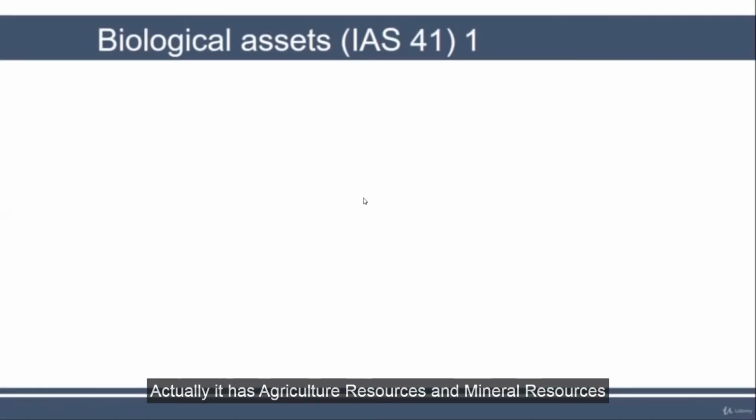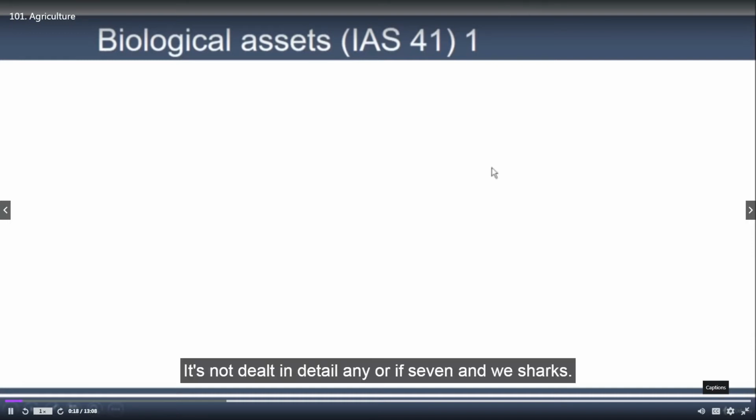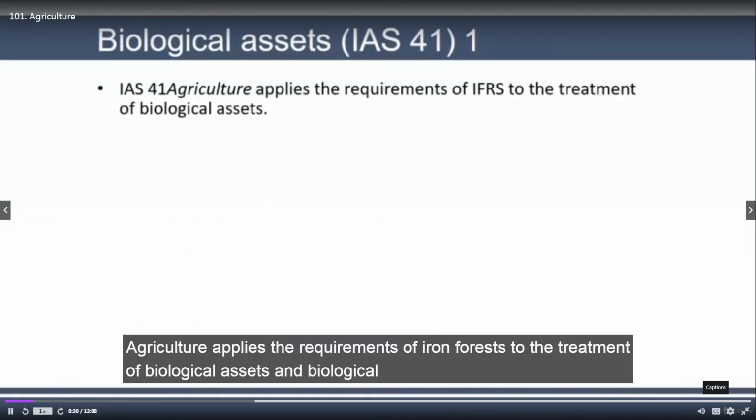Assets. Actually, it is agricultural resources and mineral resources. Biological assets are not dealt with in detail in your F7. It has very limited scope. So let's discuss IAS 41 Agriculture, which applies the requirements of IFRS to the treatment of biological assets.